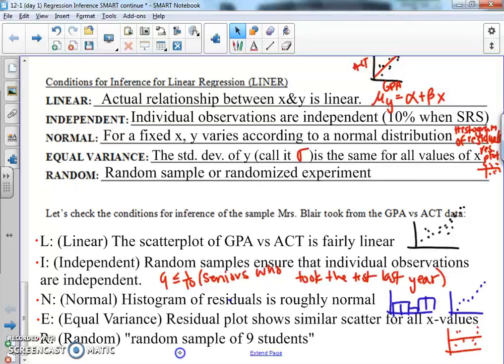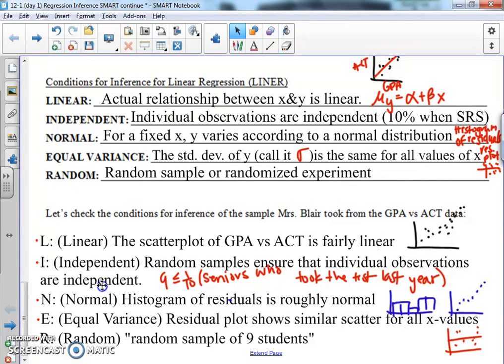So I know this video is going to be short and sweet and to the point, but as I said, whenever we're checking conditions for inference, first check L for linear. Make sure that your scatter plot is linear. Put your data into list 1, list 2, and show the scatter plot. You want to see some kind of line. And you're going to say the scatter plot of whatever your explanatory is and whatever your response is is linear.